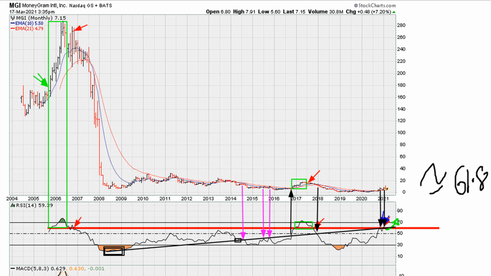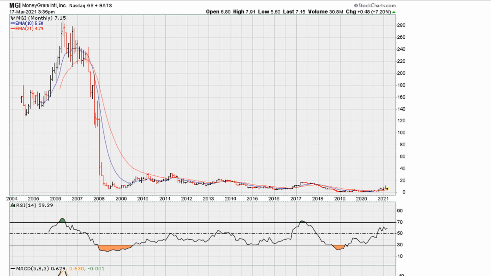So the area around RSI 61.8 and this backtest line, the black line, are giving us a visual understanding of why the stock is stalling around here. And what it's going to take is movement clearing the red line, and the black line is needed.